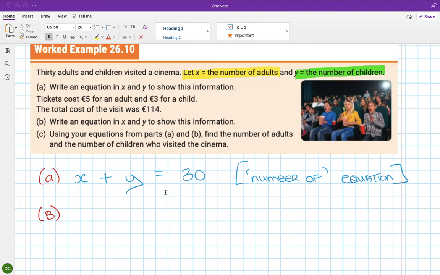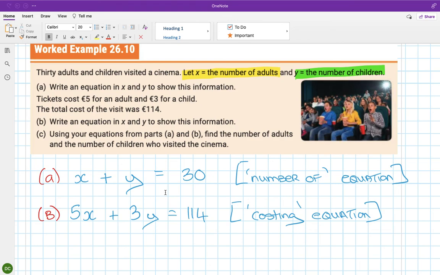So each adult, and there was X of them, paid €5 for their tickets. So we take the number of adults and we multiply it by €5 to get the cost of the adult tickets. Then each child that attended, and there was Y children, paid €3 for their tickets, and in total that came to €114. That's the costing equation. And more often than not, that's how the first one is unusual, where it was just all costing. Normally it's a mixture of number and costing.